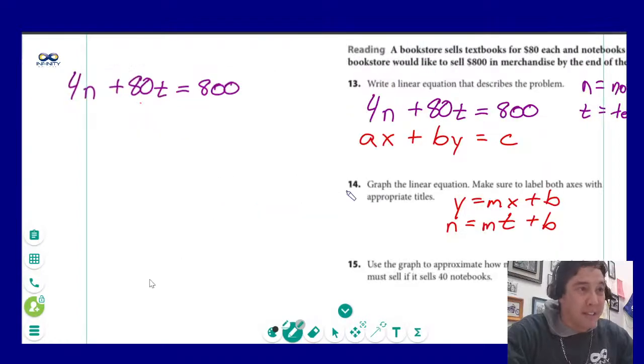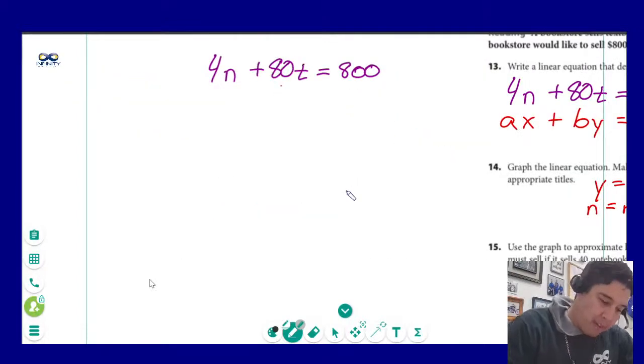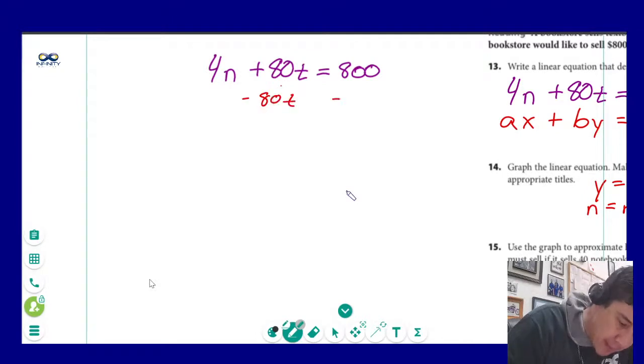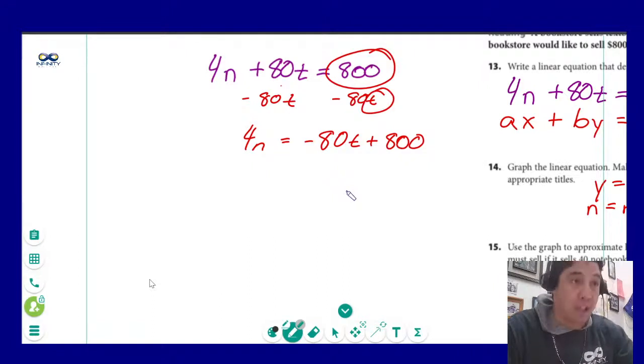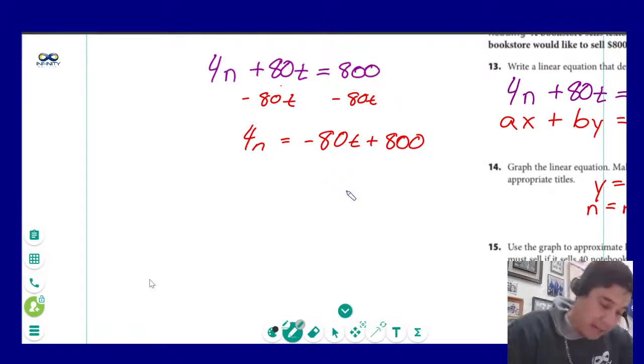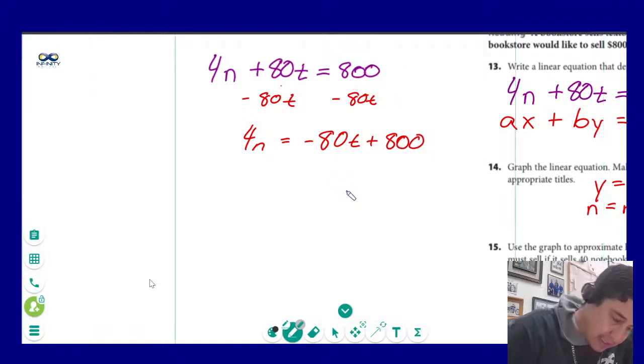All right, so given this in standard form, it's very easy. I'm going to subtract 80t from both sides. And I end up with 4n equals negative 80t plus 800. Right? This is a constant. This is a variable. So they are not like terms. So I cannot combine them, of course, right? Then the next thing I need to do is divide both sides by 4.